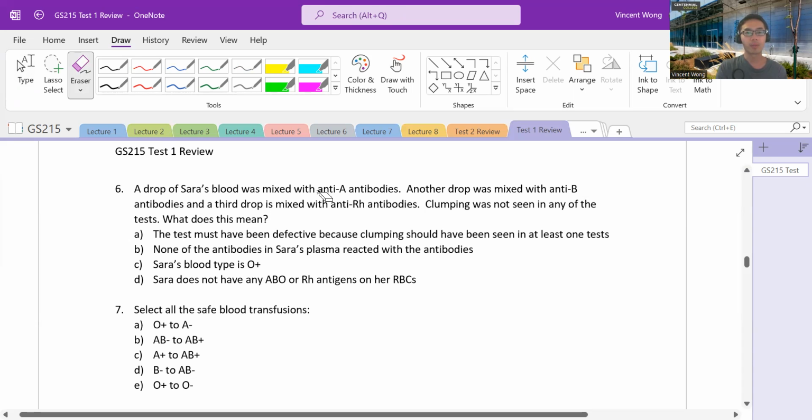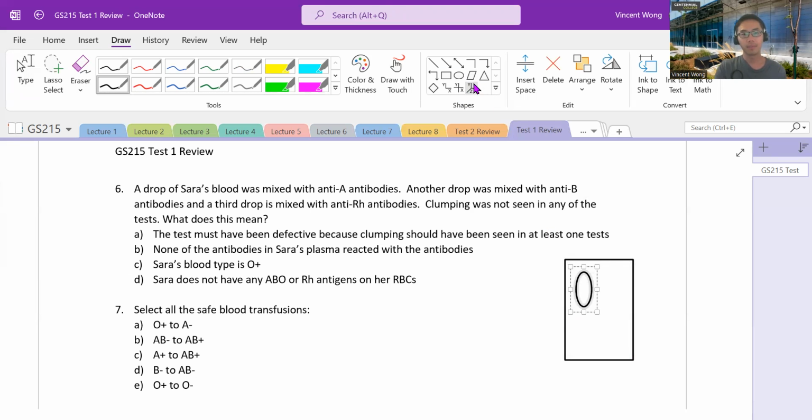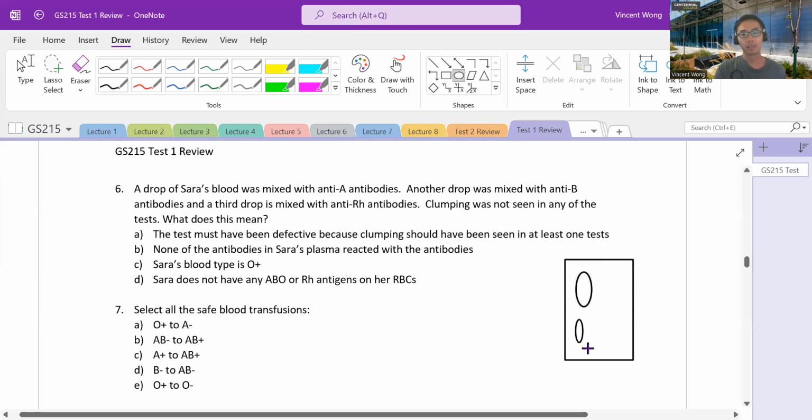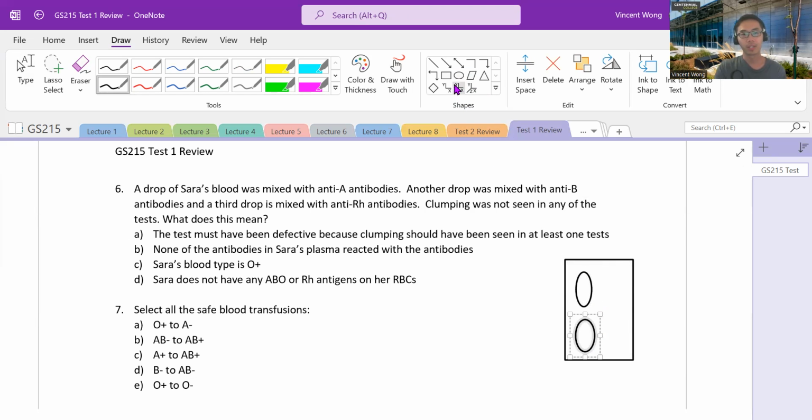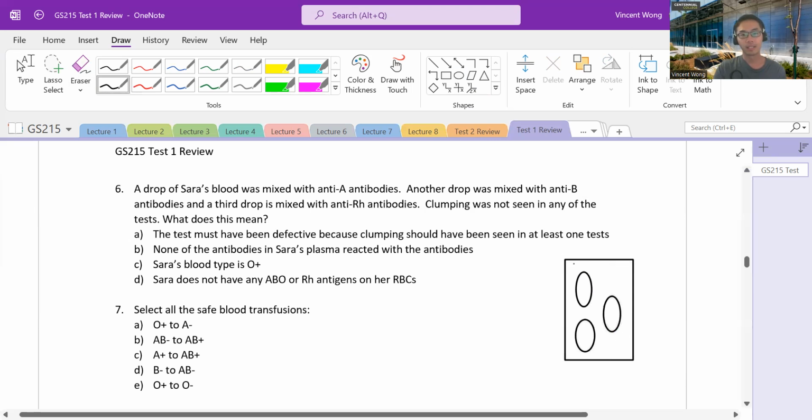So Sarah's blood was mixed with antibody A. It's like those questions from the lab, right? You're gonna have 3 wells or something, and this is gonna be the A, the B, and then the O. And the drop of blood is mixed with anti-A, anti-B, and then RH. Clumping is not seen in any of the tests. So no clumping here, no clumping here, no clumping here.